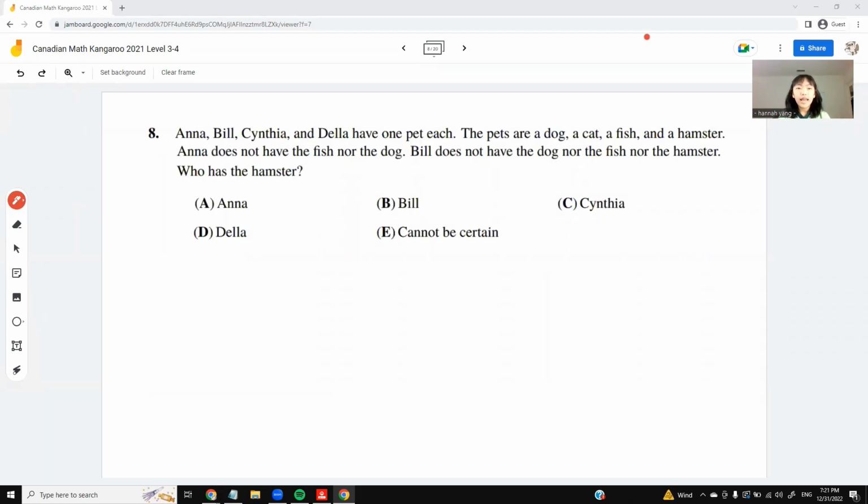Problem number 8. Anna, Bill, Cynthia, and Della have 1 pet each. The pets are a dog, a cat, a fish, and a hamster. Anna does not have the fish nor the dog. Bill does not have the dog nor the fish nor the hamster. Who has the hamster? So for this, we can paint a visual for ourselves. So let's have A for Anna, B for Bill, C for Cynthia, and D for Della. And at the top, we can write dog, cat, fish, and hamster. So now we have our table.